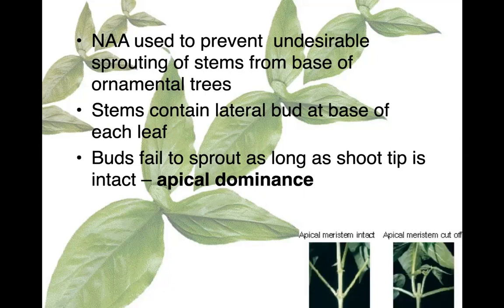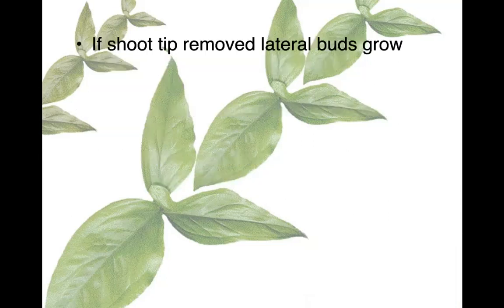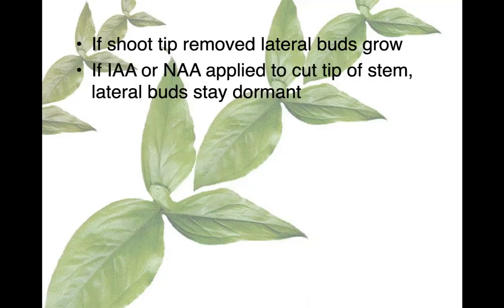When the apical meristem is intact, you can see you've only got these 2 lateral branches, but once you cut the apical meristem, you can see you've got 2 more that are branching off. So you can form bushier plants by cutting off the apical meristem. And so that concept is called apical dominance. If the shoot tip is removed, those lateral buds that have been dormant will start to grow. If IAA or NAA is applied to the cut tip of the stem, the lateral buds will stay dormant.